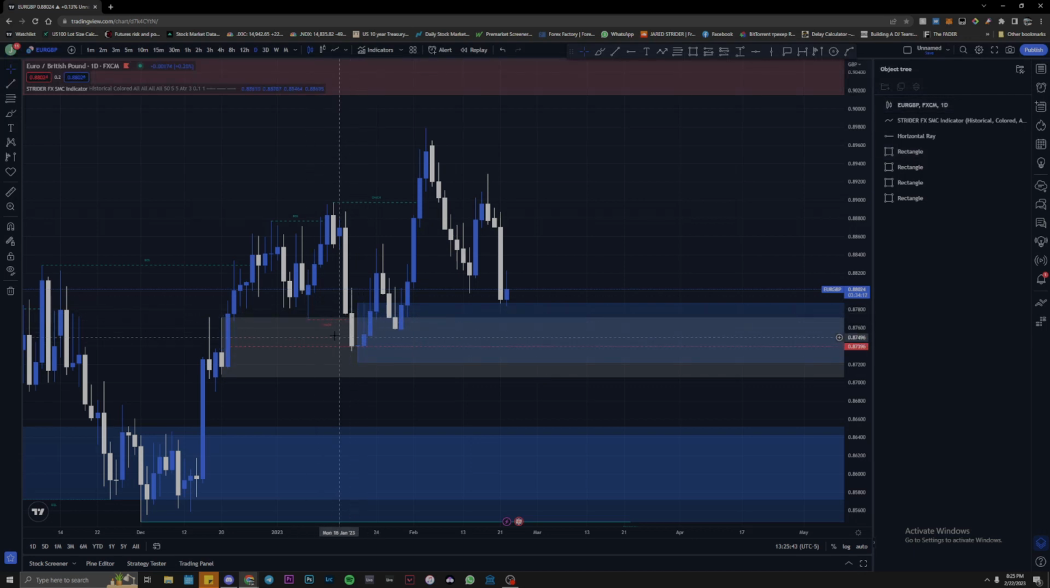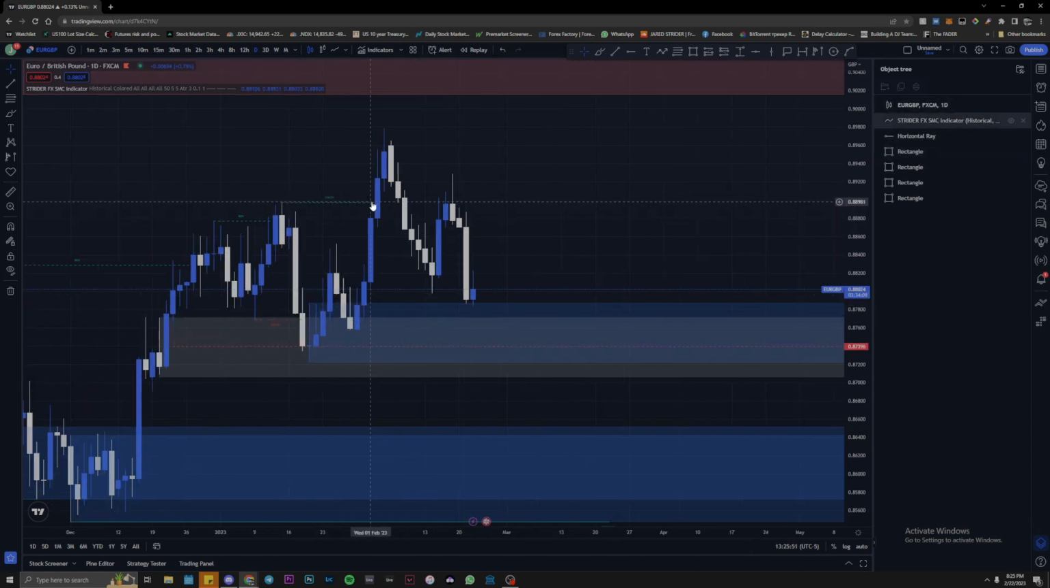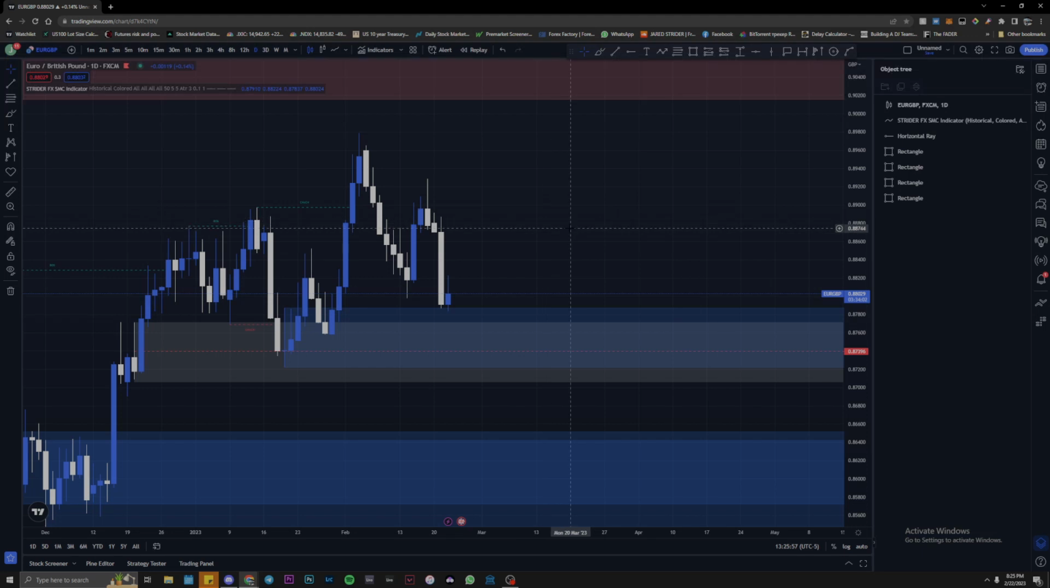You see, they grab liquidity into a premium area, point of interest, and then look at this go. Boom. Change of character happens here. So we got to think, what was the zone that caused this change of character? Right here.